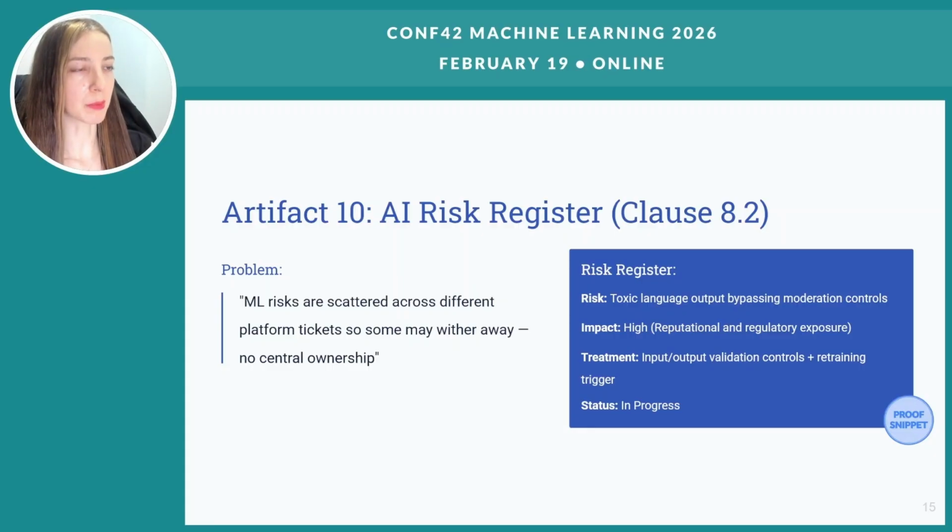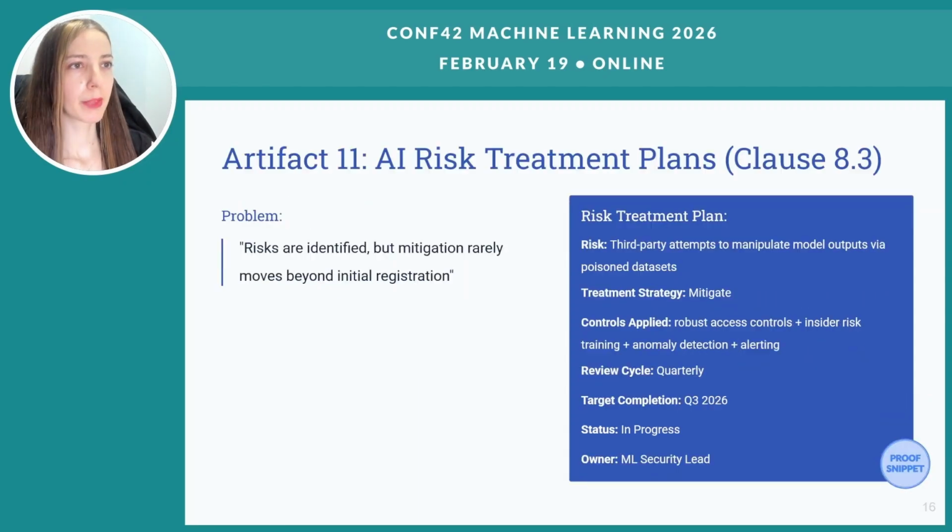A common MLOps example is data drift. Teams might notice performance dropping, but without a central register, nobody tracks whether mitigation actually worked or who is responsible in the next quarter. The risk register solves that by turning individual observations into organizational memory. Auditors want to see that the risks are not only identified but actively managed over time.